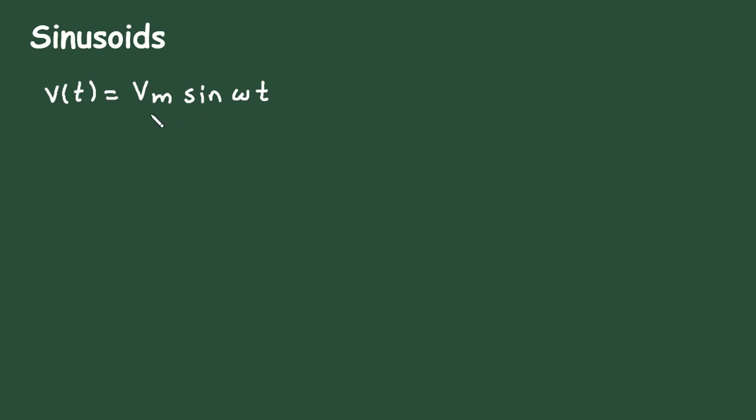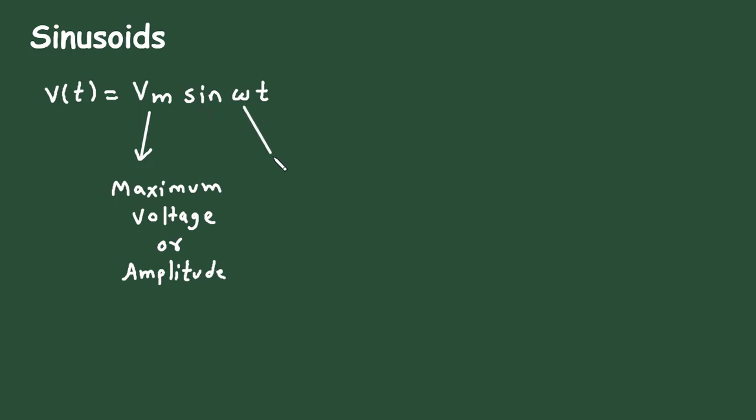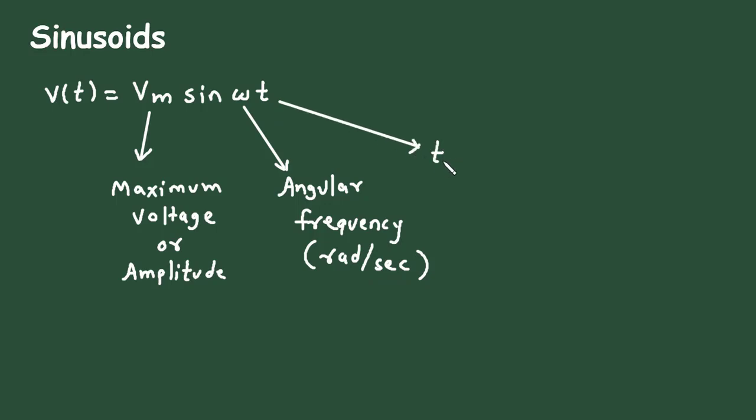Now this Vm represents maximum voltage, or amplitude. This sine represents that it is a sine function. It may be a cosine function too. The difference between sine and cosine is their starting point. This omega is the angular frequency, and its unit is radian per second. This t is the time in seconds. So this is a sinusoidal voltage equation.